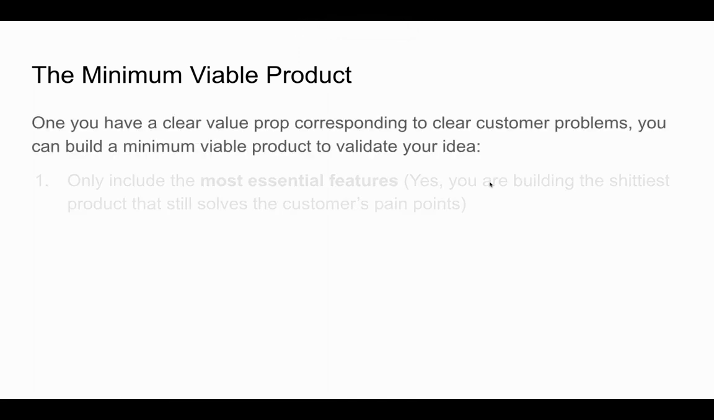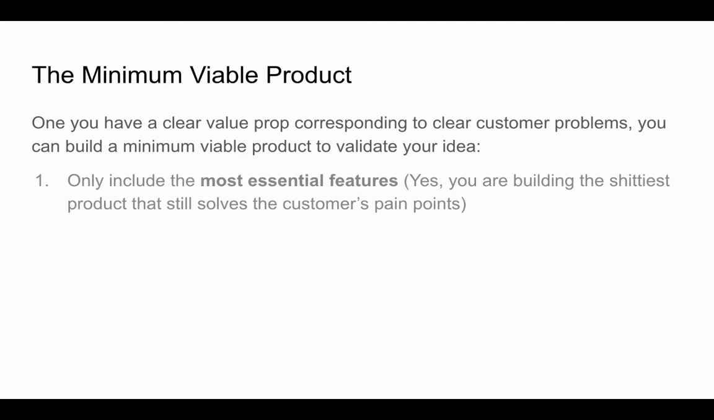And when you talk about the minimum viable product, one, you want to have a minimum viable product that is related to the value props. And these value props pretty much correspond to clear customer problems, as you guys have seen. And so these are sort of the principles I will try to follow as you're building a minimum viable product. The one thing that I would tell you when you're doing your MVP is only include the most essential features.